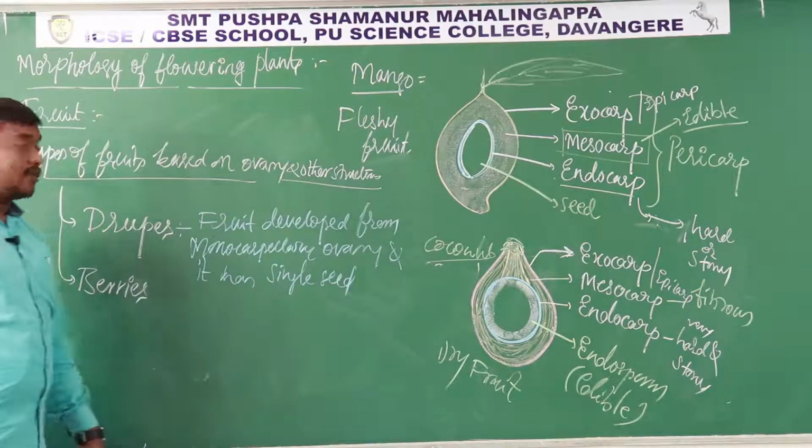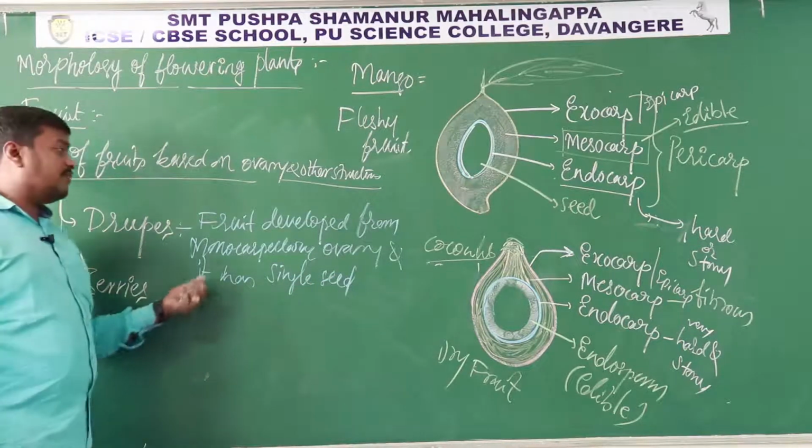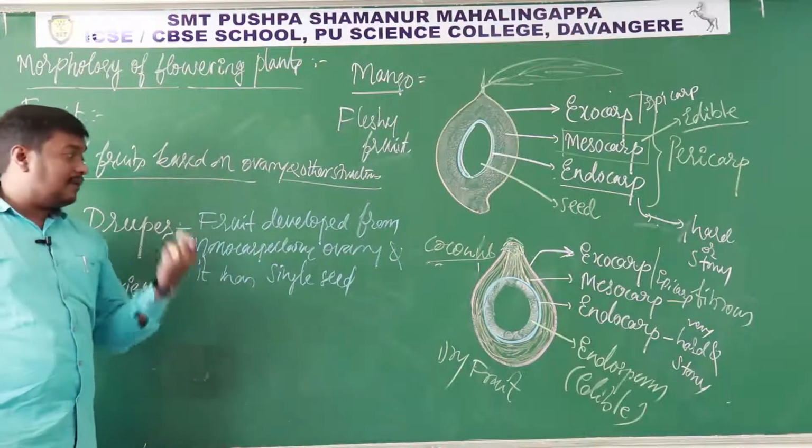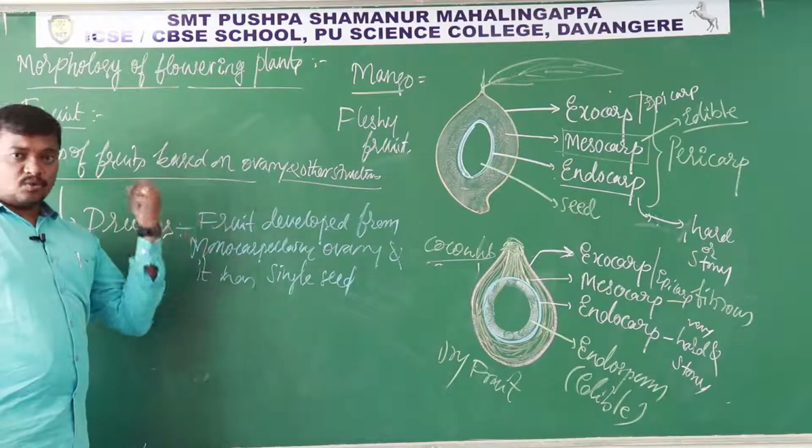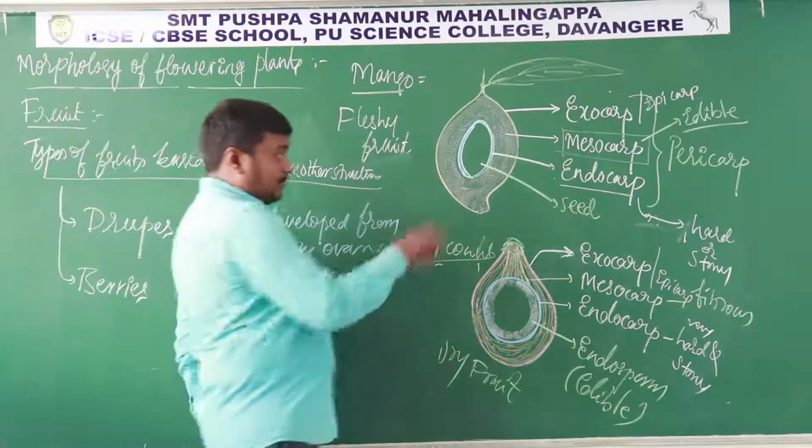Okay, so drupe, that is, fruit developed from monocarpellary ovary, single carpel should be there, and one fruit contains only one seed. You can take the example of these two.